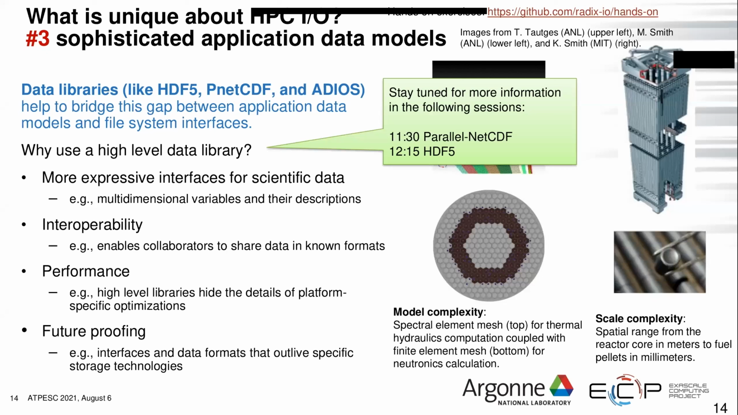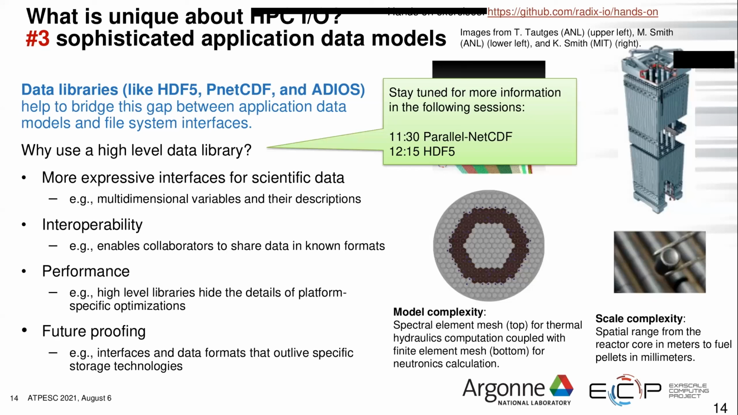And so what we'll recommend a lot through the day is using a data library. There are a lot of examples out there. Three of the most popular ones are HDF5, Parallel netCDF, and ADIOS. But there are others, some very specialized to particular problem domains. The point of these data libraries is to bridge this gap between application data models and file system data models for you. And why would you want to do this? First of all, you can get a more expressive interface for your scientific data. Instead of operating in terms of bytes, you can use typed data, structs, arrays, attributes, and things like that that might make more sense for the nature of what you're doing.